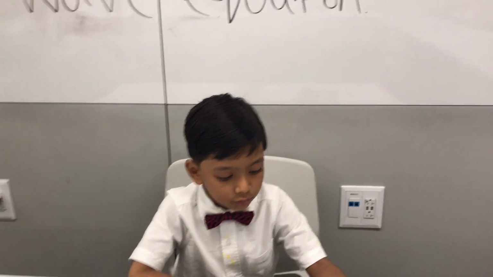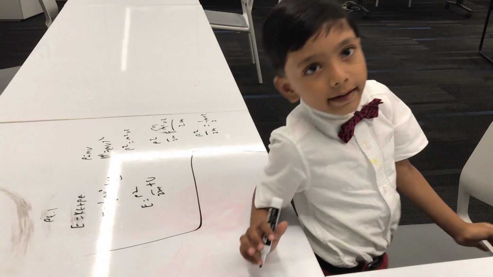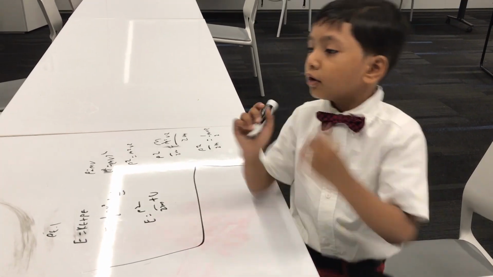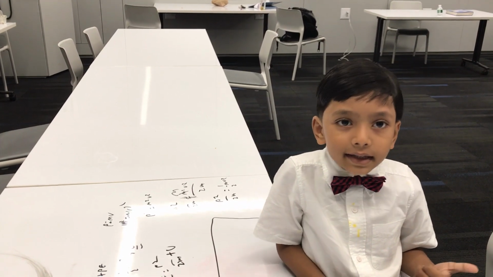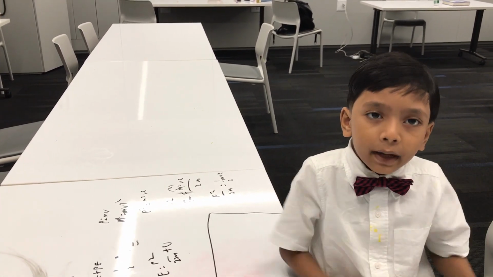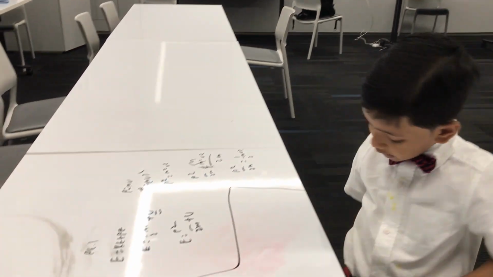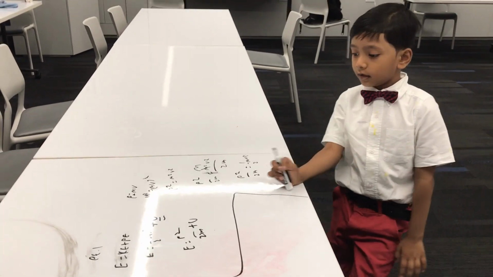Now, I'll show you the math. Also, I forgot to mention that there are two kinds of Schrödinger wave equations. Number one is the time-independent Schrödinger wave equation. Number two is the time-dependent Schrödinger wave equation. Right now, we're doing the time-independent Schrödinger equation.